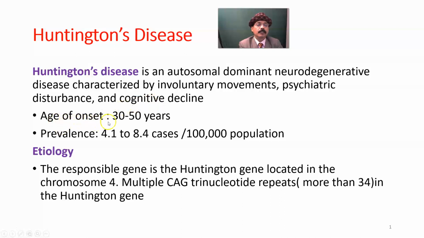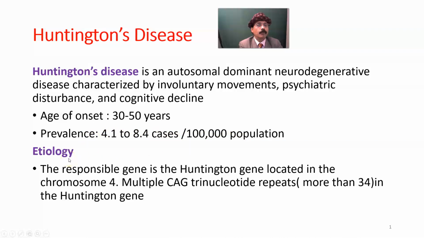Age of onset is 30 to 50 years. It may happen earlier. We have some juvenile type of Huntington disease. It may manifest after 50 years, up to the age of 70, but this is the most common time. Prevalence is 4.1 to 8.4 cases per 100,000 persons.